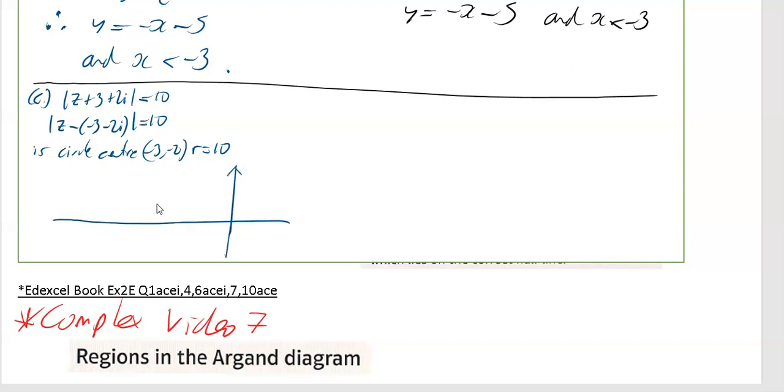Okay, so you've got your imaginary, you've got your real, and there is your bit of a circle. There's your origin. I'm not drawing the whole thing, I'm just drawing the bits that are key to us. And this was our minus 3 minus 2. And this was our original line. The radius of this thing was 10, so that's very important.